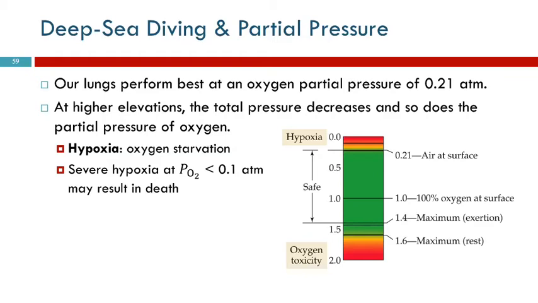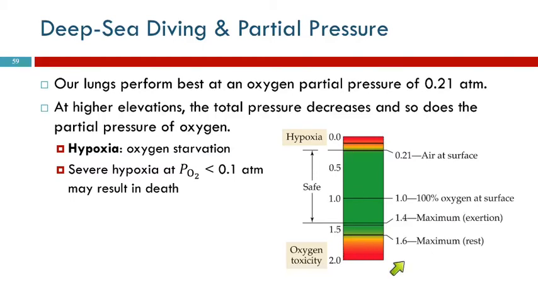You go up into the mountains, the total pressure decreases, and so the partial pressure of oxygen also decreases, and that's why you get lightheaded and out of breath if you try to run around up at Grant Grove. You're not used to it. This can lead to a condition called hypoxia. Hypo, again, is below. It's less. It's not enough. Hypoxia means not enough oxygen, or oxygen starvation. If you get below 0.1 atmospheres of oxygen, that's considered severe hypoxia and can result in death. You just can't get enough oxygen.